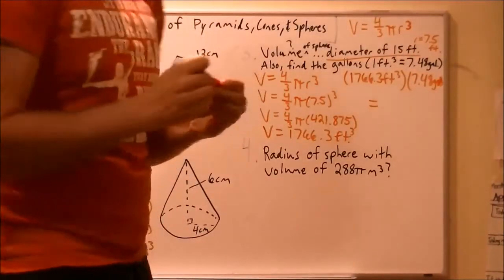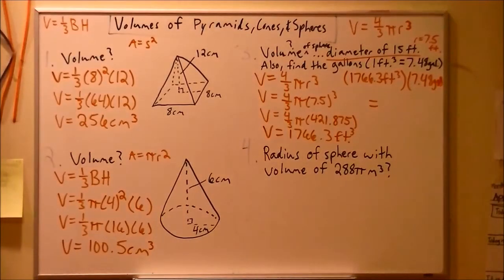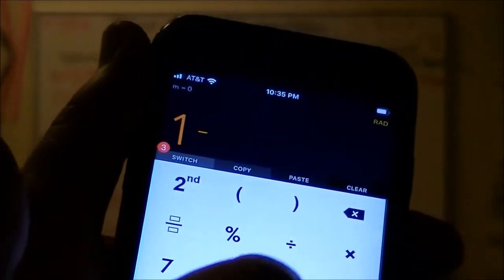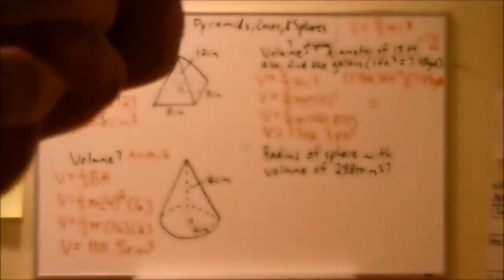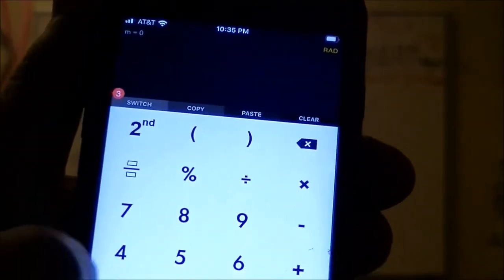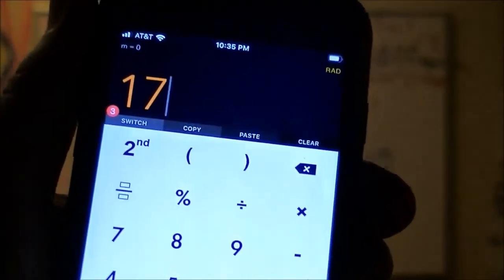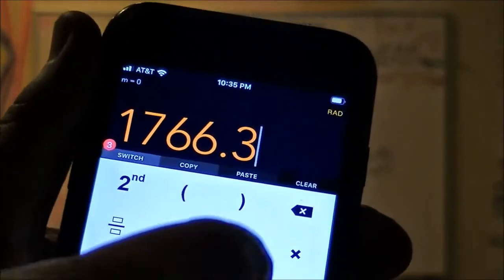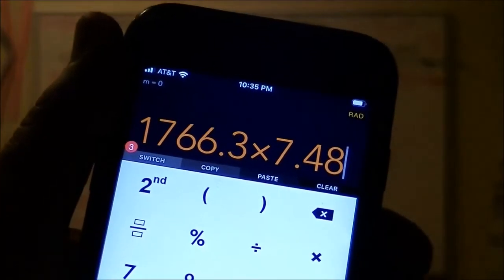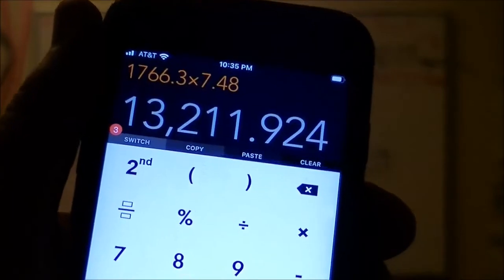And whenever I do that, let's do that together. Whenever I do that, shouldn't have cleared it out, huh? To punch all that big long number back in. Don't do that to me, stop it. Okay, so here we go, ready? When I punch in 1766.3 times 7.48, yo, Homer G, look at what I get.